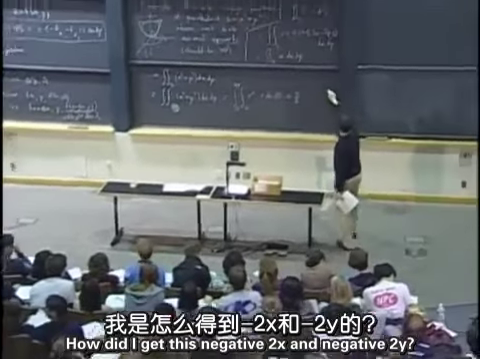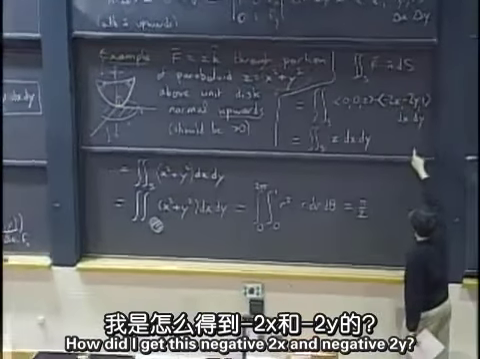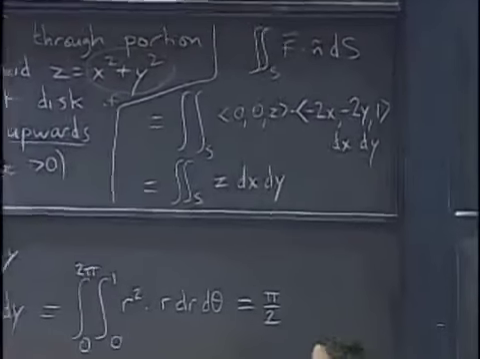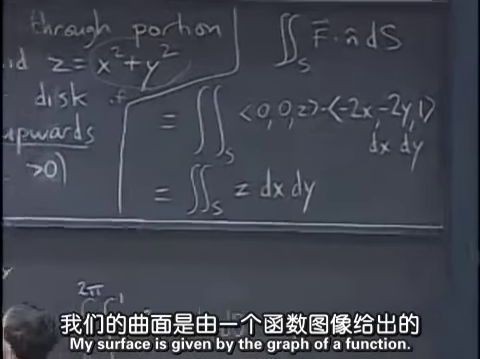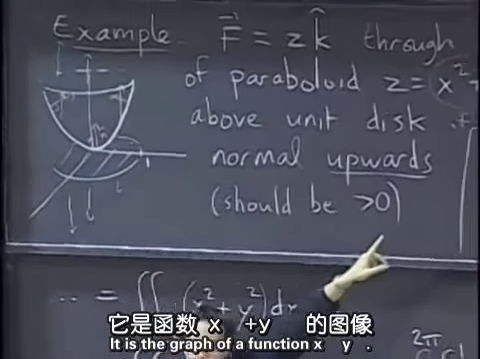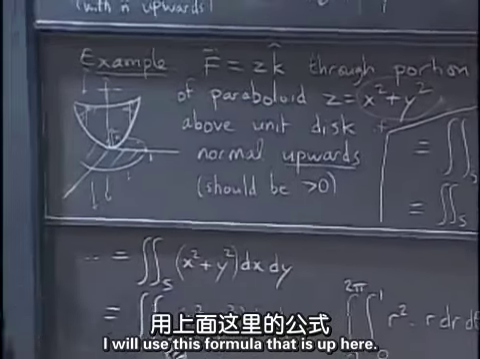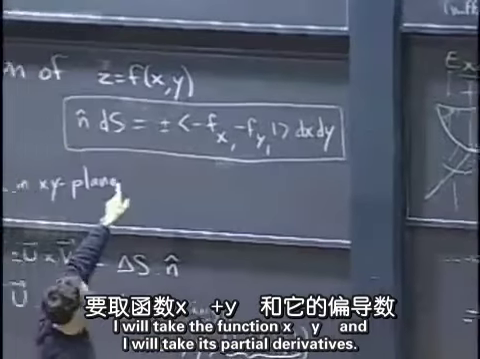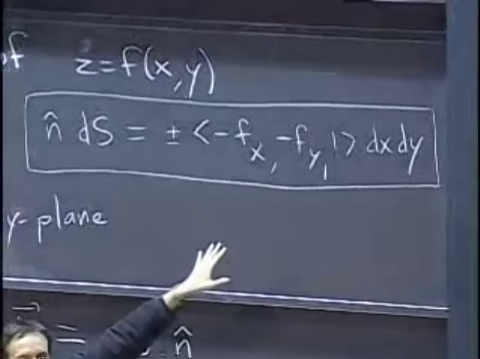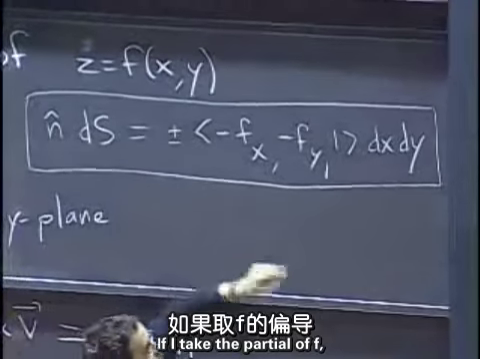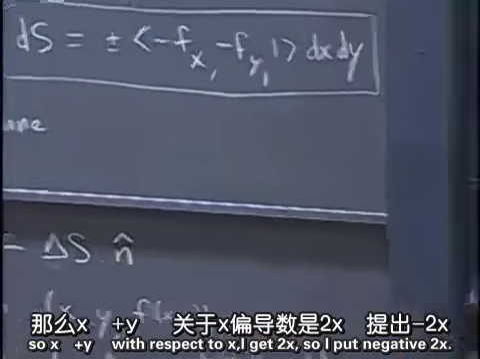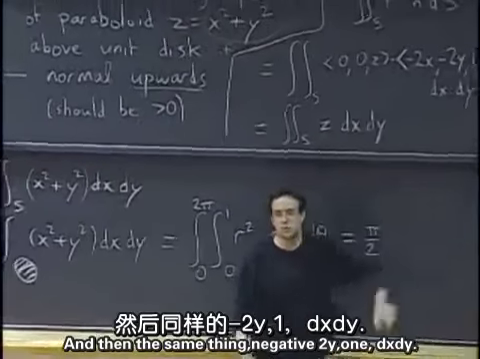Okay, how did I get this negative 2x and negative 2y? So I want to use my formula for n dS. My surface is given by the graph of a function, x squared plus y squared. So I will use this formula that's up here. I will take the function x squared plus y squared and its partial derivatives. If I take the partial of f with respect to x, I get 2x. So I put negative 2x, and then same thing, negative 2y, 1 dx dy.